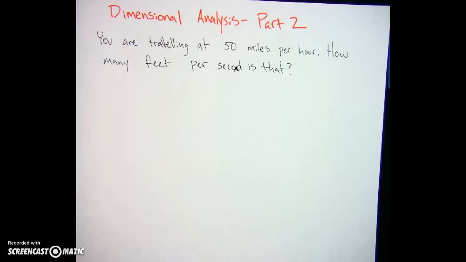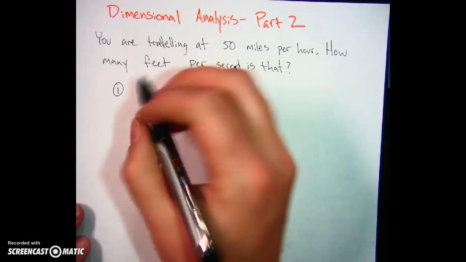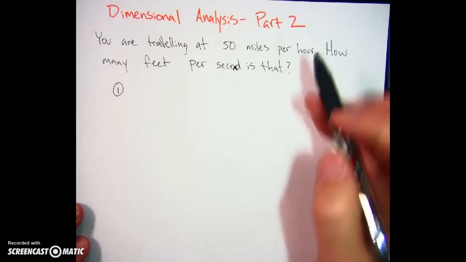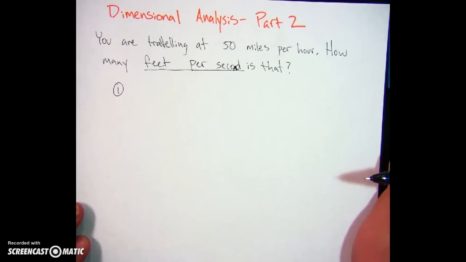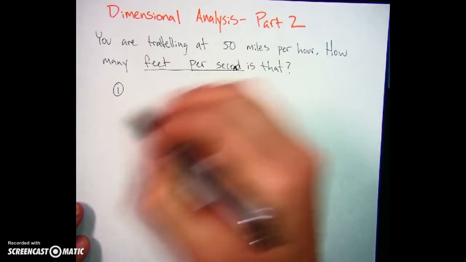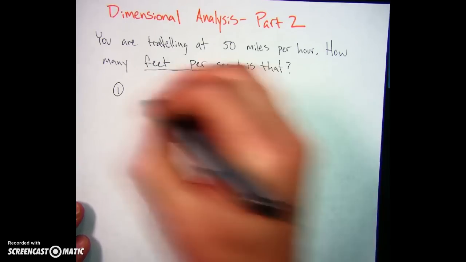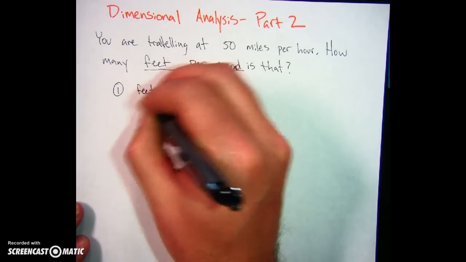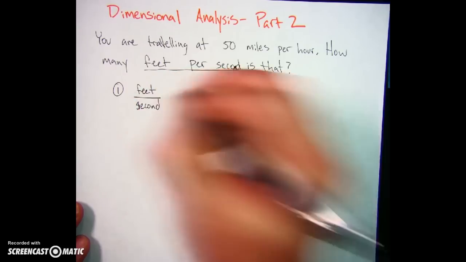We're going to go through the exact same steps that we did in the previous video, starting with number one, what is the unit that we're looking for? We're looking for something in feet per second. This is a ratio. When we write a ratio, we're going to put the feet on top, and per second means over seconds. So when we're done, we want an answer in feet per second.